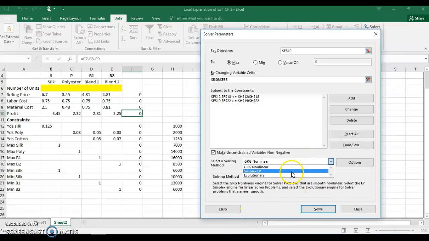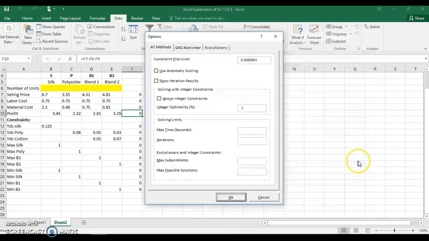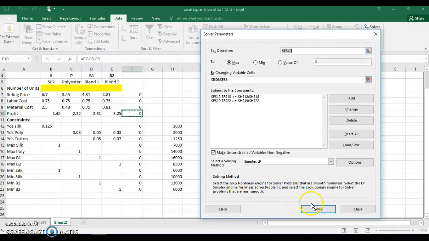Right here, we want this to be our simplex LP. When you go into our options, we'll change this. We're just going to change this to 100 or 10,000. I don't know. We're going to throw in some high numbers here, and we'll do this one as 100,000, and this one as 100,000, and we're going to click OK. And then we're going to solve this.